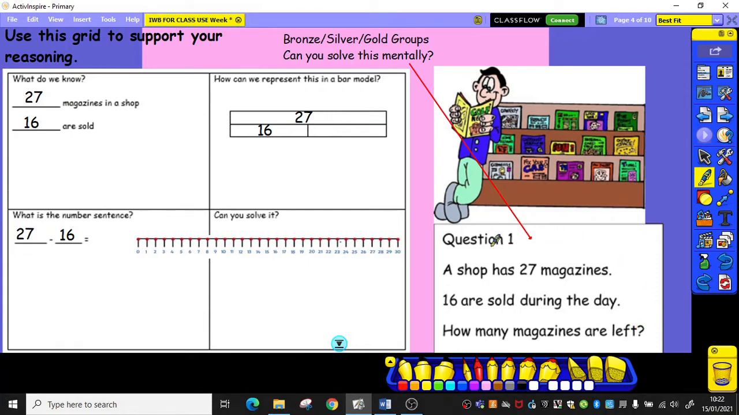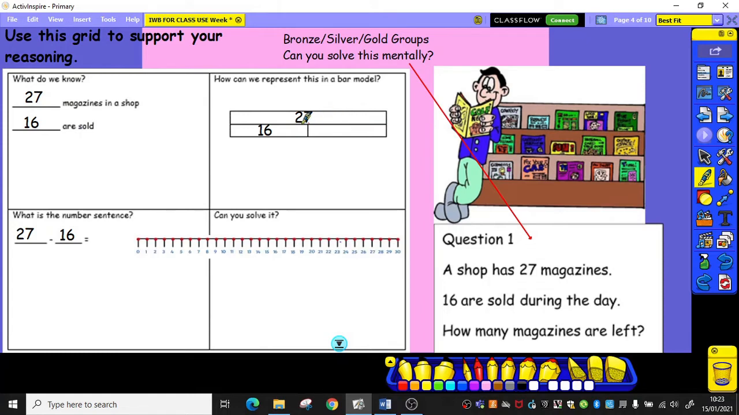Lots of us know what to do with this problem and are able to work it out quickly in our heads, but using a grid like this just makes it very clear what exactly we need to do to get to the answer. And when some of you go on to more challenging problems, a grid like this will still be very useful. First of all, we always think about, what do we know? Well, we know that there are 27 magazines in the shop and 16 have been sold.